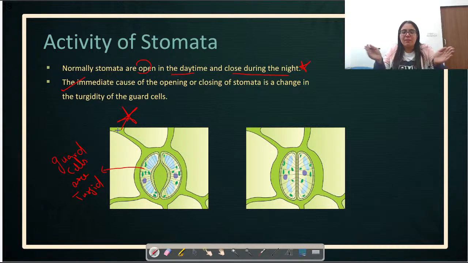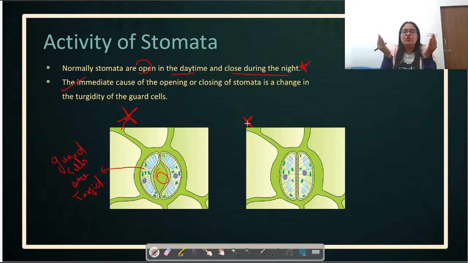As a result, what will happen? The stomatal aperture will get exposed, and water can be transpired and gaseous exchange can take place. Similarly, when water from the guard cells moves out, right? Water moves from the guard cells to the surrounding cells. What will happen? The turgidity of the guard cells will decrease. The guard cells will become flaccid, and as a result, they will close.